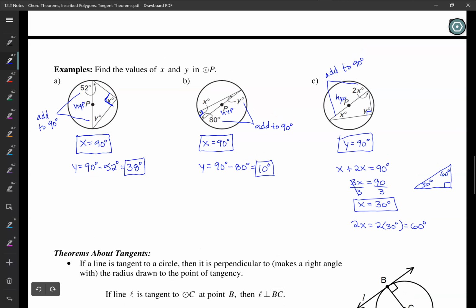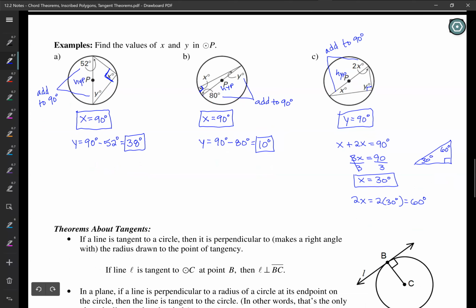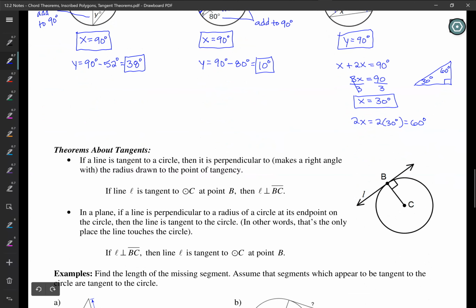Okay, so we've talked about chords that intersect in a circle and make two angles in the middle. We've talked about inscribed quadrilaterals. We've talked about inscribed triangles. The last thing we're going to talk about is tangents. So remember that a tangent is a line that touches a circle at exactly one point. And that point is called the point of tangency.